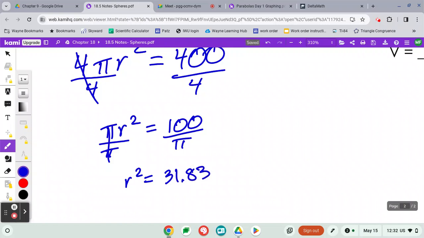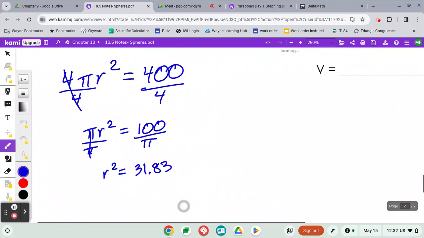Now, we're not done, right? That is what r squared equals. What do I do to get rid of a square? Square root. Now remember, you can do the square root of 31.83, or you could also take 31.83 raised to the 1/2. It'll be the same thing, okay? So we do that, and what does r come out to?